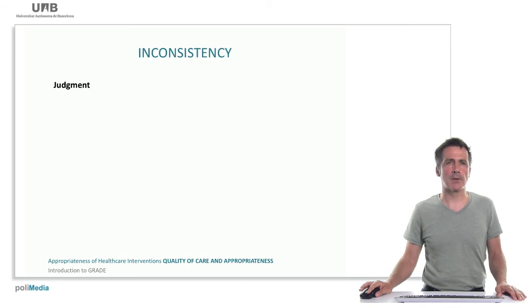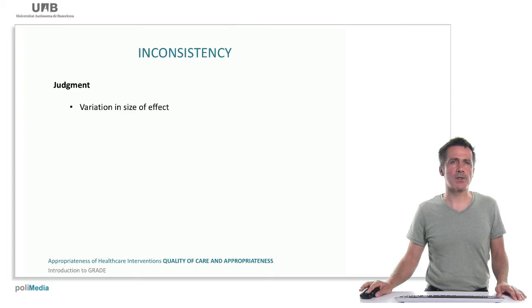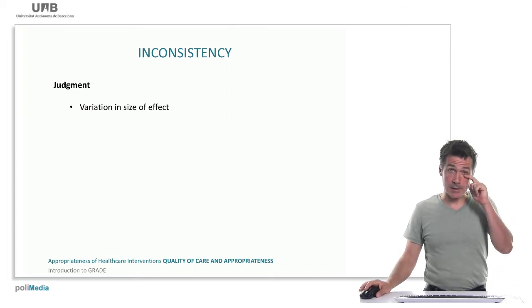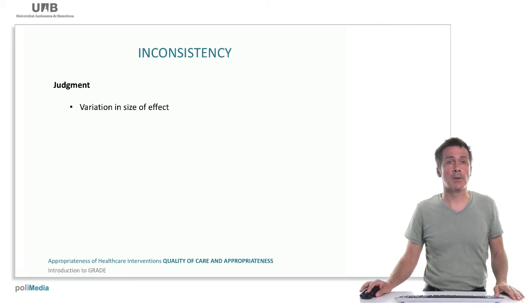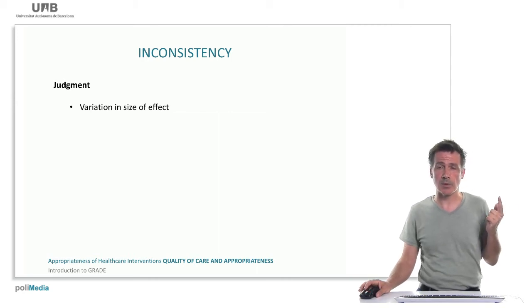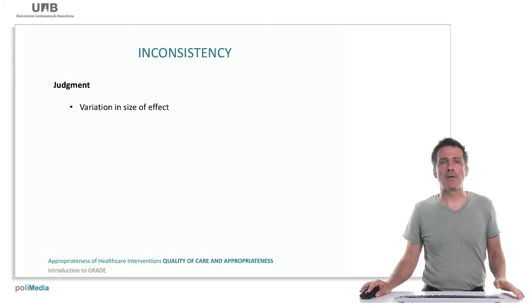Next factor, we have to look at whether the results are consistent or not. If the results are inconsistent, our confidence will go down. What do we have to look at? We'll have to look, if we have more than one study, that is important to be able to judge the consistency. We'll have to see whether the results vary. Are they very different, the estimates that we are getting?